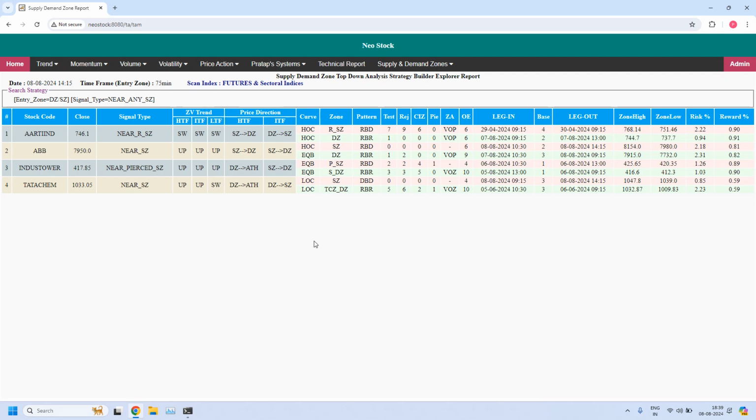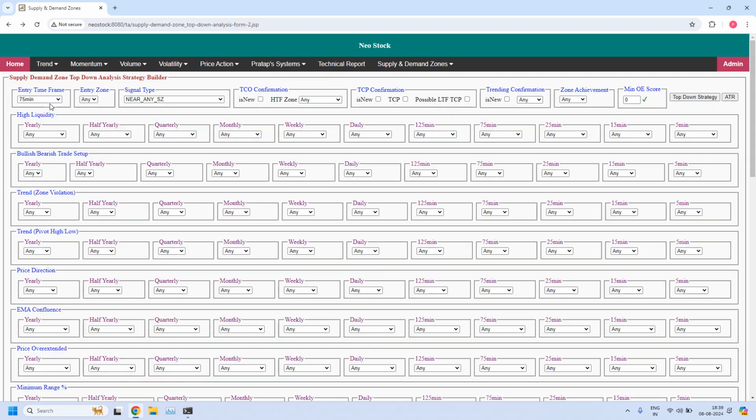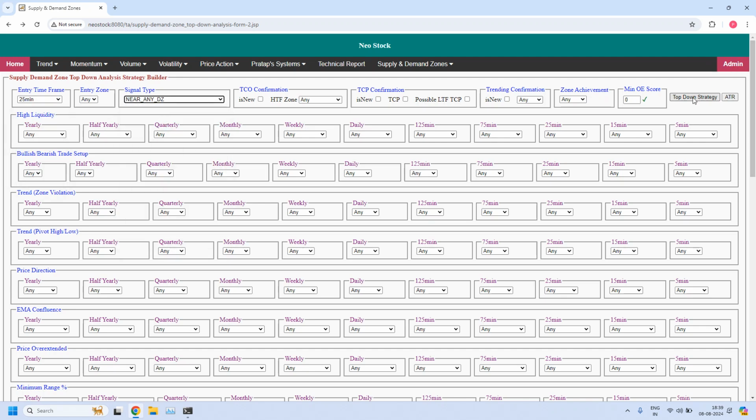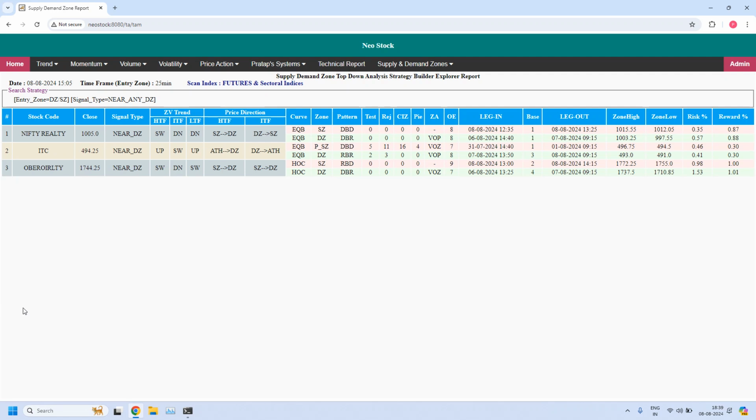So in total we identified 3 high liquidity zones. Okay, fine. And the next time frame is 25 minutes. Let us find the stocks near 25 minutes demand zone. 3 stocks are filtered.